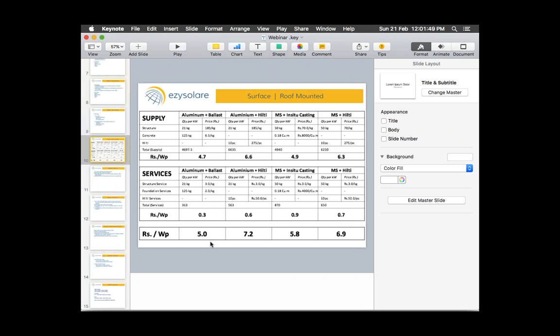Okay, so one more question that we have is, what is the specification of Hilti bolts? Specification for Hilti bolts, generally for rooftops, we are using M10 diameter, and the depth is generally taken as 150, because 80 will go embedded in the roof and the remaining will be outside.